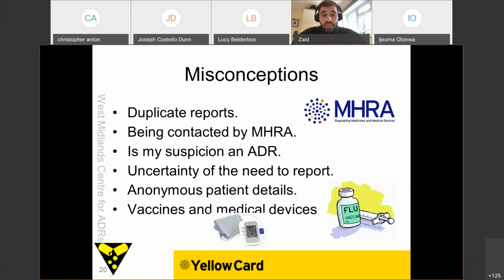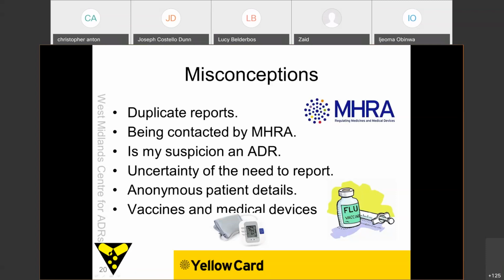And it goes hand in hand with the main catchphrase of the yellow card scheme, which is, if in doubt, fill one out. So you should never be deterred from making a report and feel that, oh, someone's probably already beaten me to it. You should always make that report, and it's better to be safe than sorry. And then there's that general grey area about suspicion of an ADR and allergic reaction. If you suspect an ADR and you think you should be making a yellow card report, someone else may have that same suspicion, and you should encourage each other to make those yellow card reports.